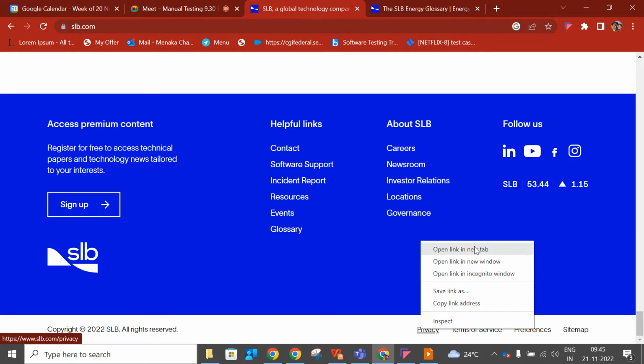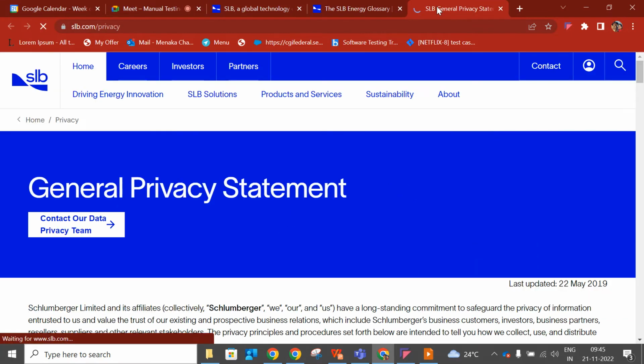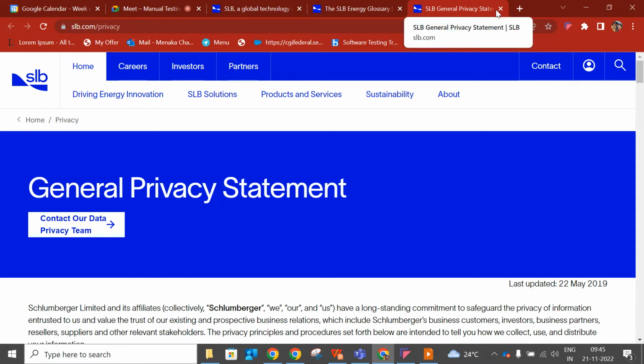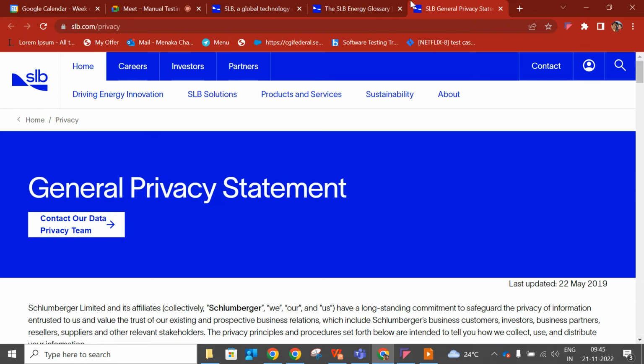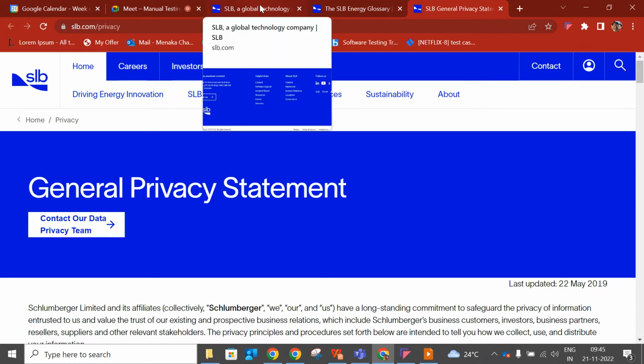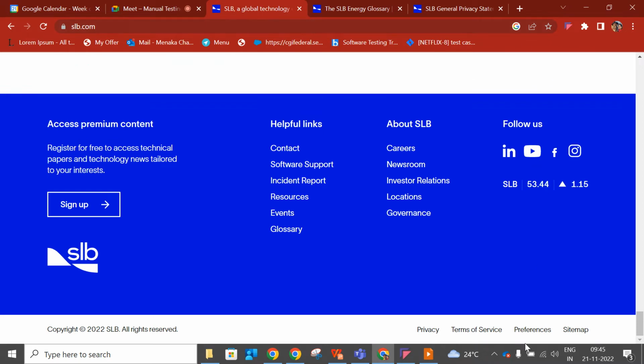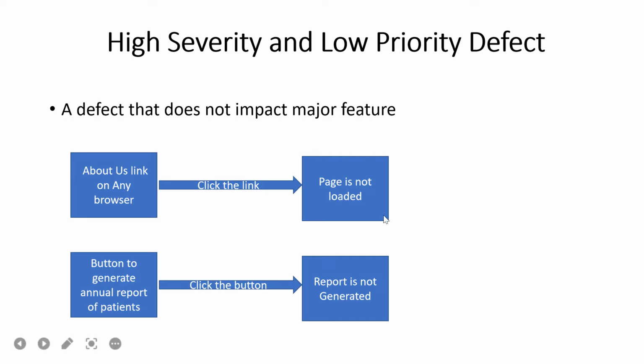So imagine when you open it, this page does not load, or it crashes. This is a very rarely used feature by the user. So actually it crashes, so it is high severity. But from a user perspective, it is a very rarely used one, so we'll mark it as low priority. Okay ma'am, understood. Yes. Any other questions?